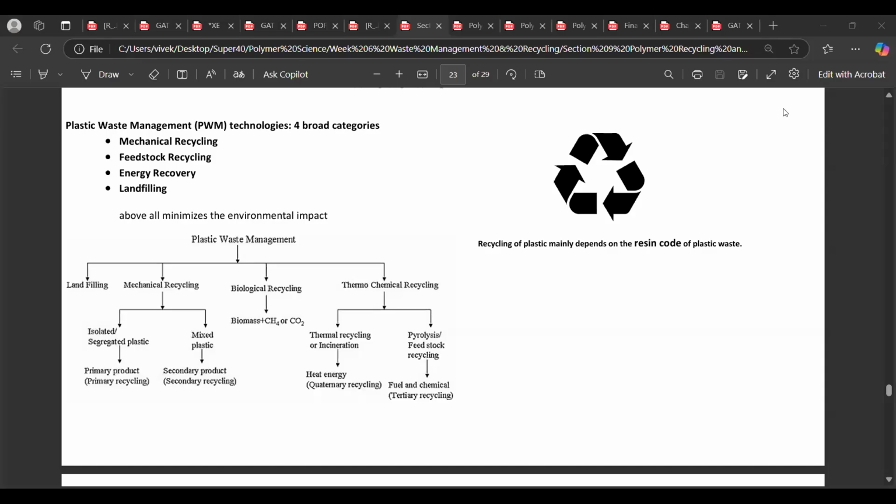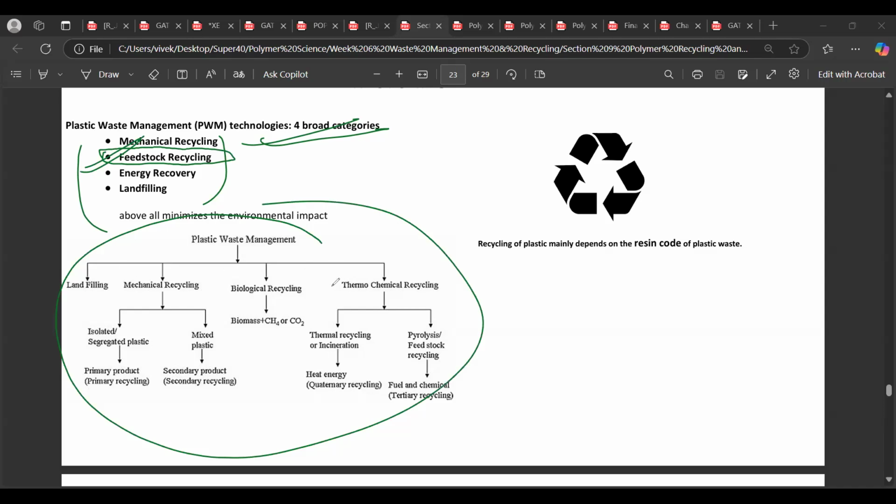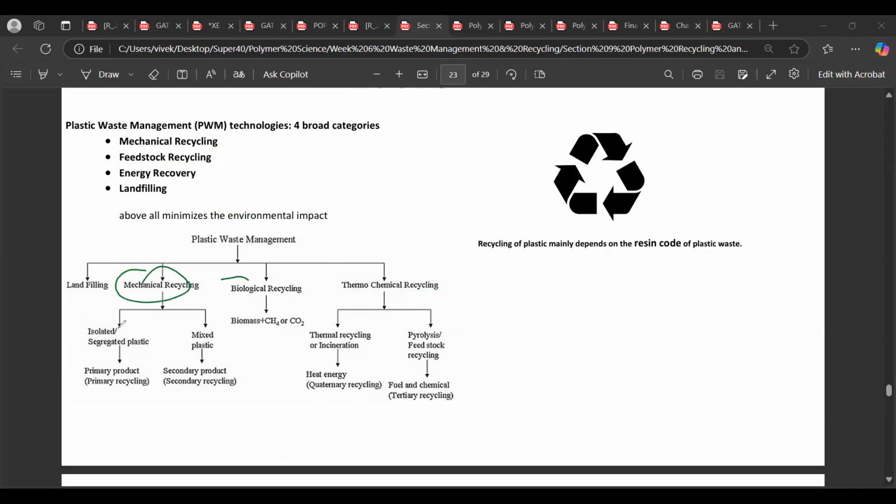These are the different types of recycling technology that are used, and one of them is feedstock recycling. That is what was asked in GATE. So this is the type that you need to remember. For each type, you should understand the conditions. In mechanical recycling, what condition is applied? And in feedstock recycling, what is the condition? Pyrolysis or feedstock recycling.